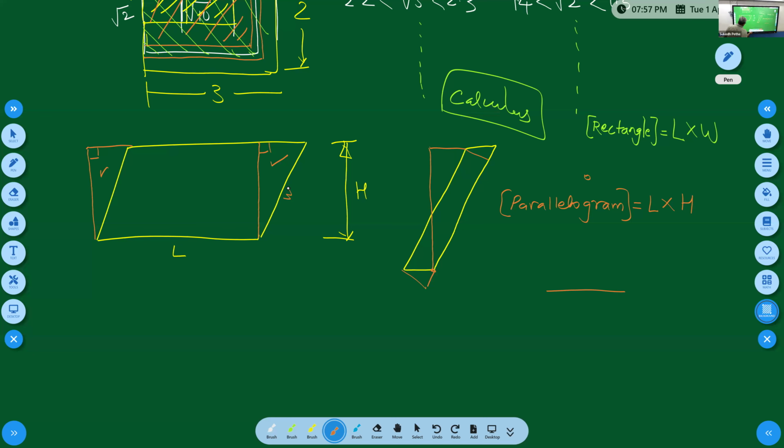And hence now if I have a triangle, what do we do? If I have a triangle whose base is B and height is H. If a triangle has got base B and its corresponding height is H, then the area of triangle is how much? Okay, let us complete the parallelogram.